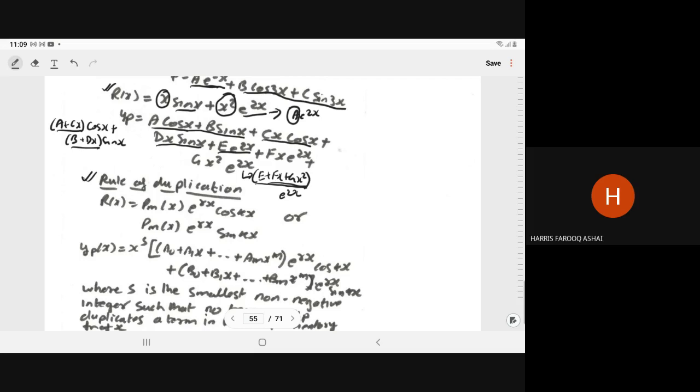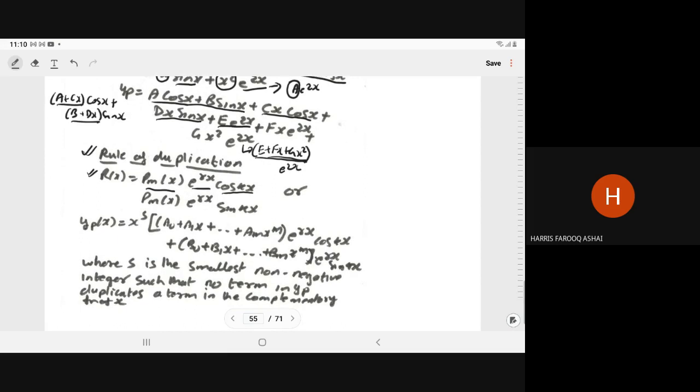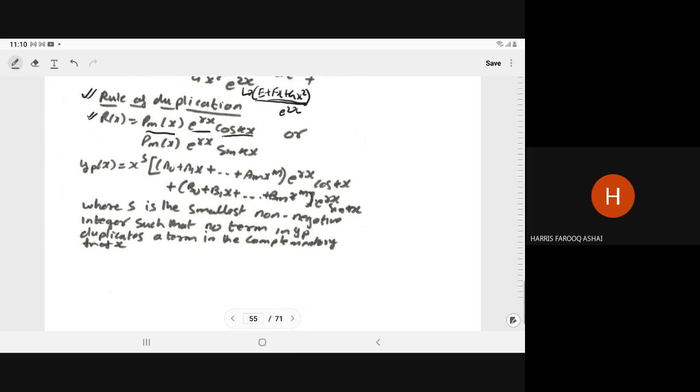Earlier we have seen, but here I am explaining the rule of duplication. By chance, R(x) is of the nature of a multiplication of a polynomial of order m, an exponential e to the power rx, and a trigonometric function. All three types of function are there: P_m(x), e to the power rx, and sin kx. At that time, corresponding to cos kx, we take a cos kx plus b sin kx.